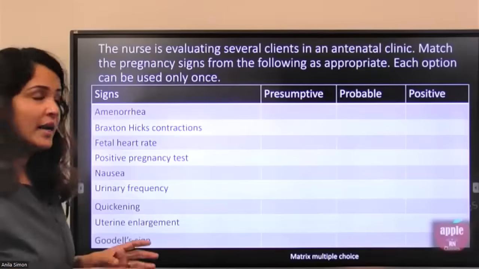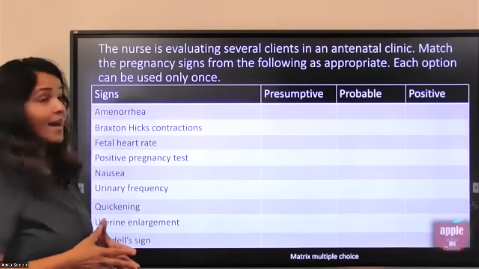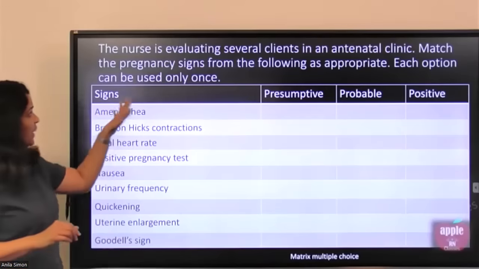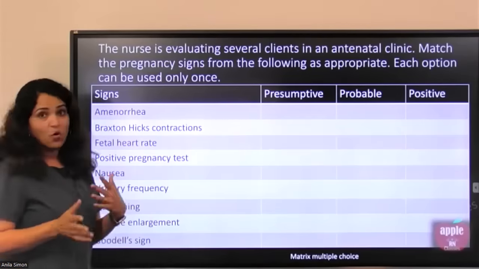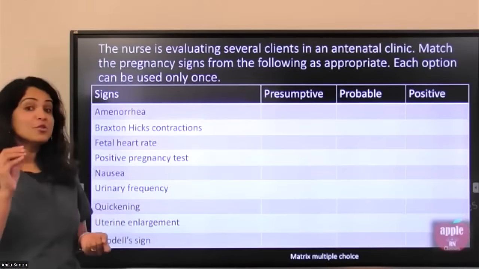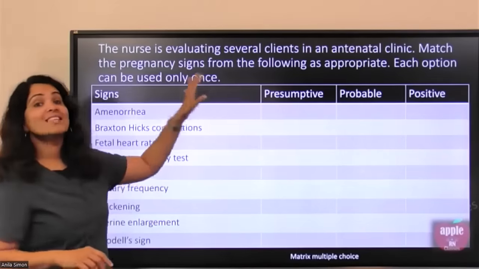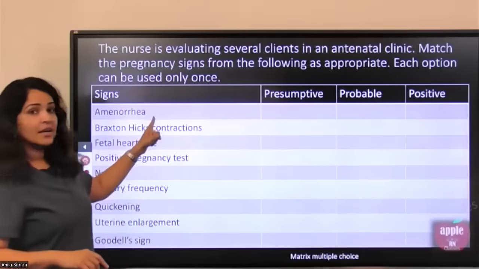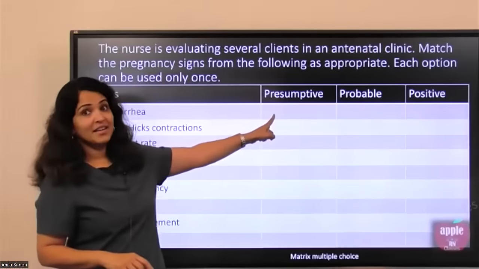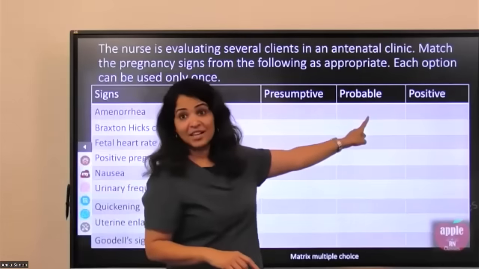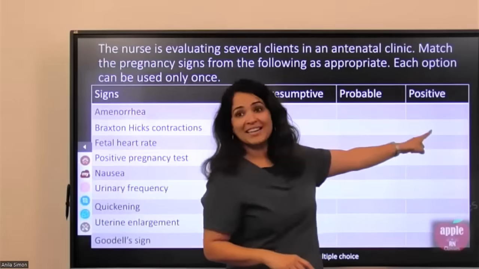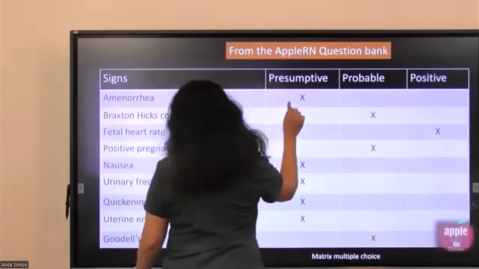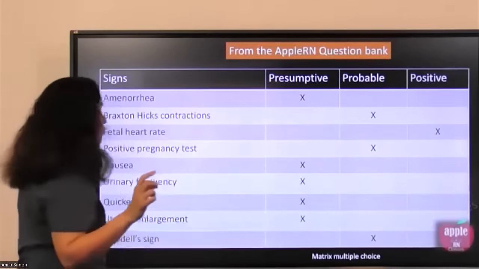In this one, the nurse is evaluating several clients in the antenatal clinic. So this is from the maternity. Match the pregnancy signs from the following as appropriate. Each option can be used only once. You will be able to select only one for each row. So for amenorrhea, either you can click here in presumptive, or you can click here in probable, or you can click here in positive. You will not be able to click here and here. Okay, you won't be able to do more than once.